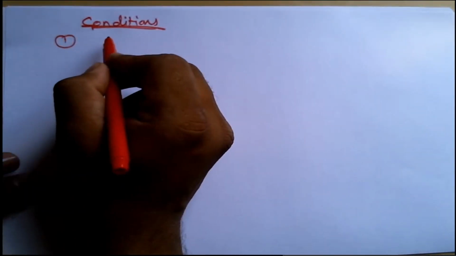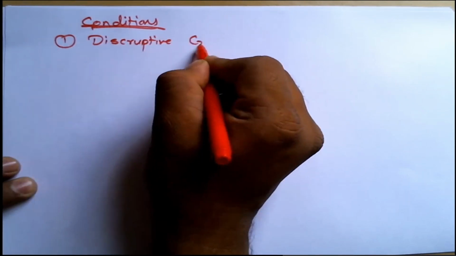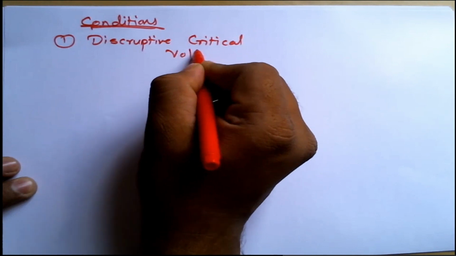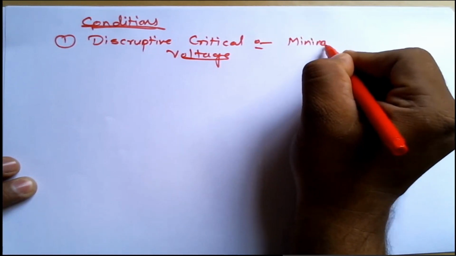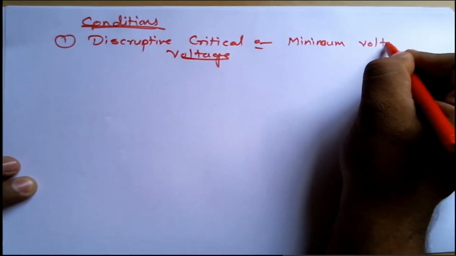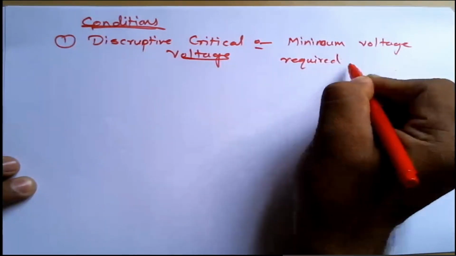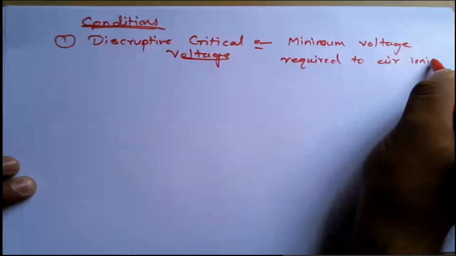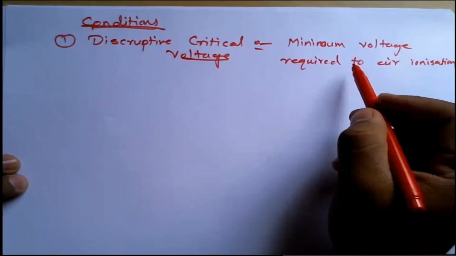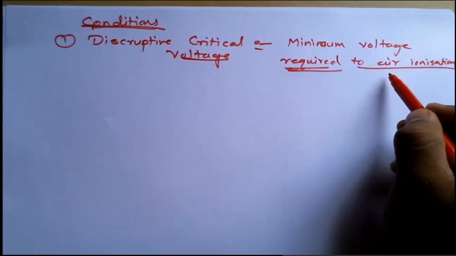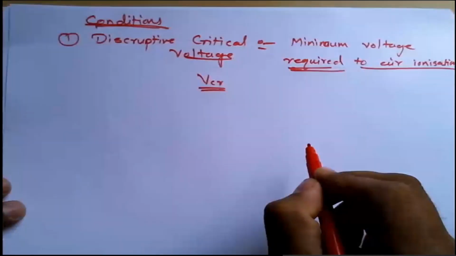The first one is the disruptive critical voltage. So what exactly is the disruptive critical voltage? It is nothing but the minimum voltage required for air ionization, and this voltage changes according to the weather. So we can say that the minimum voltage at which air gets ionized is called the critical disruptive voltage, and generally it is denoted by VCR.